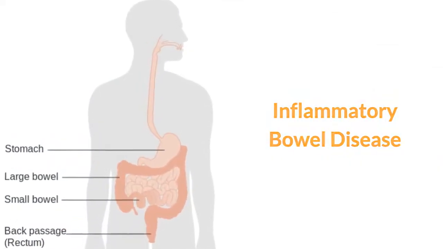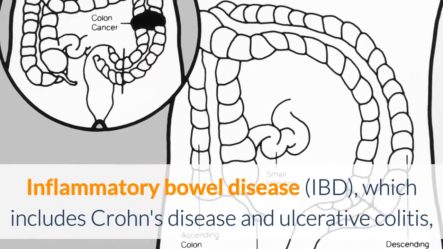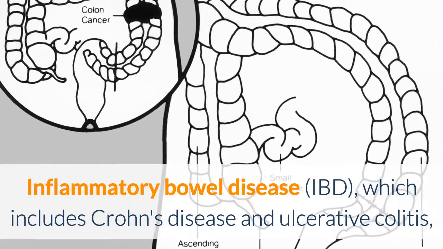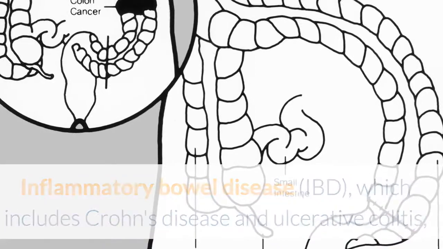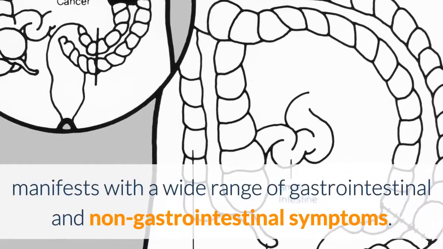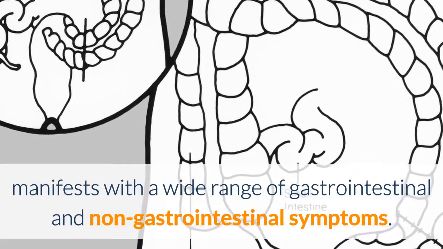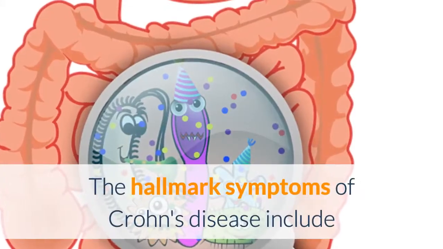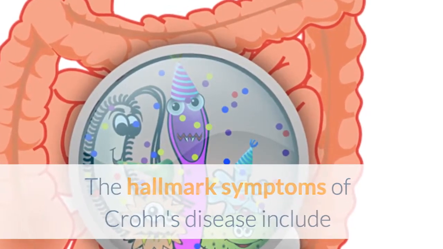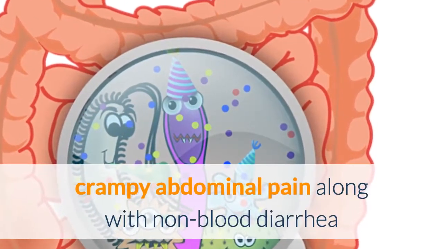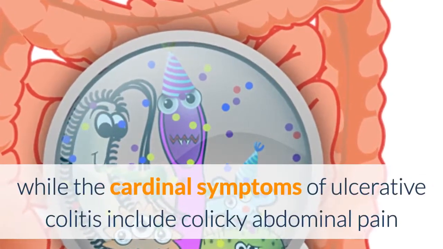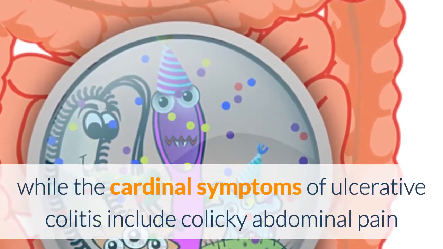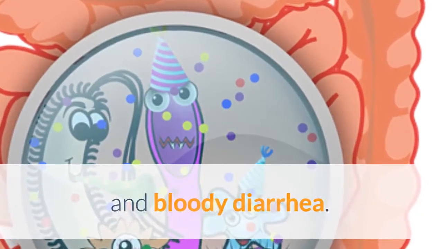Inflammatory bowel disease. Inflammatory bowel disease (IBD), which includes Crohn's disease and ulcerative colitis, manifests with a wide range of gastrointestinal and non-gastrointestinal symptoms. The hallmark symptoms of Crohn's disease include crampy abdominal pain along with non-bloody diarrhea, while the cardinal symptoms of ulcerative colitis include colicky abdominal pain and bloody diarrhea.